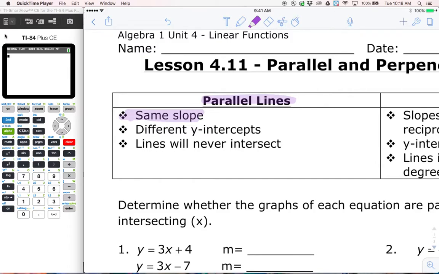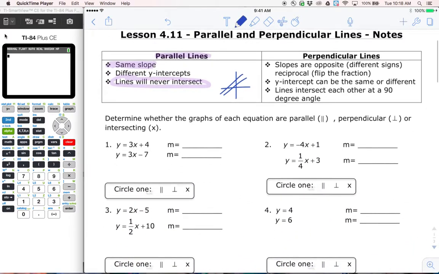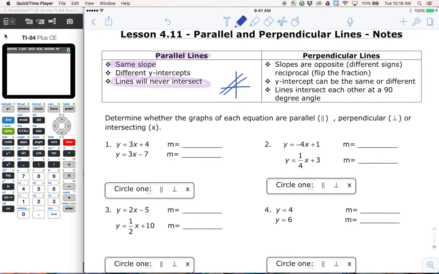Now, if they have the same slope, parallel lines will never intersect, all right? So if they were on a graph, they'd look something like this, right? They would never intersect. Perpendicular lines, I think it's just going to be best for me to show you an example of what that's going to look like, okay?